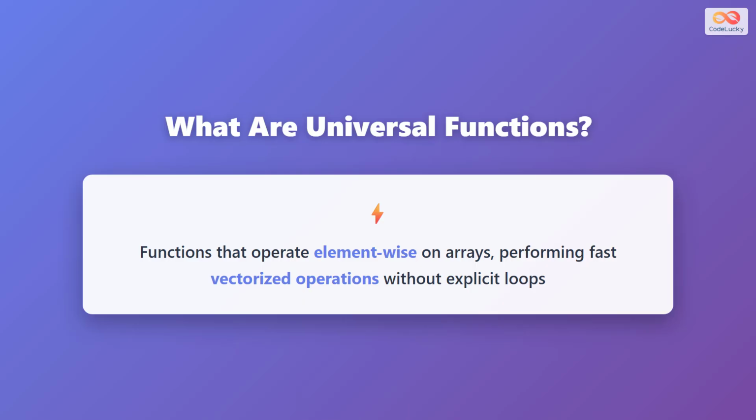So what exactly are universal functions? Universal functions are specialized functions that operate element-wise on arrays. This means they perform operations on each element of an array individually, but they do so using fast vectorized operations instead of slow Python loops. The key benefit is speed. These functions are implemented in optimized C code under the hood, making them extremely efficient for numerical computations.